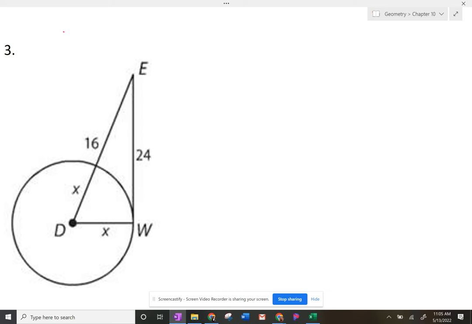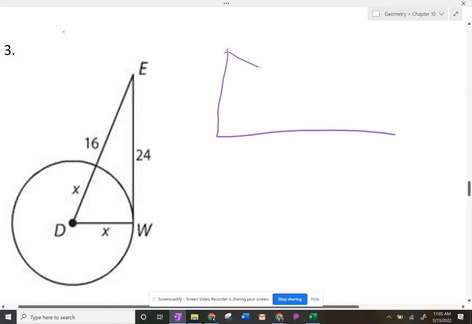All right, then just for clarity's sake, I'm going to redraw the triangle again so you can visually see what's there. If you already drew the triangle, don't worry about it.